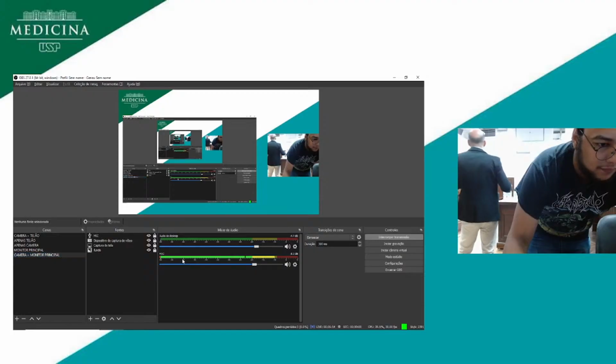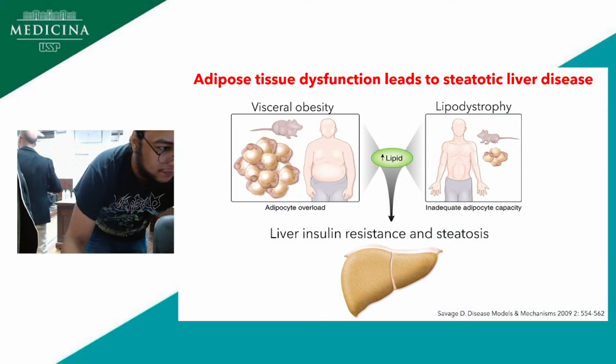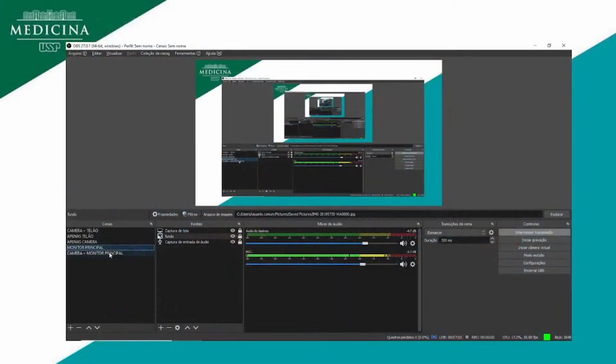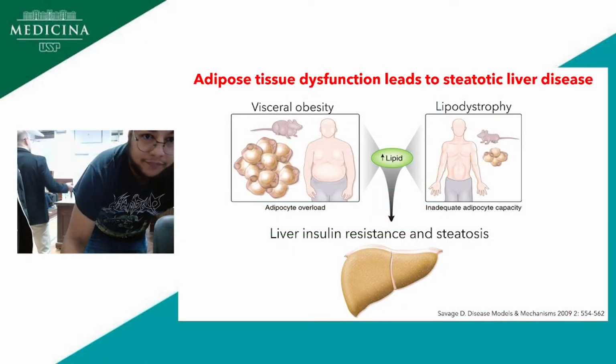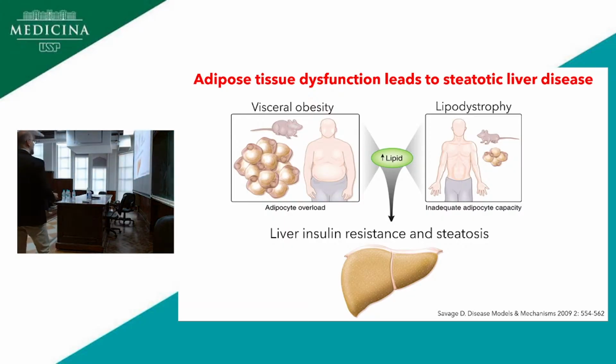Dystrophy, in which we have a very low amount of white adipose tissue. We don't have enough adipocytes to store the lipids that are coming. Right? So these drive several metabolic complications, one of which is liver insulin resistance and steatosis. That will be the topic of my talk today.